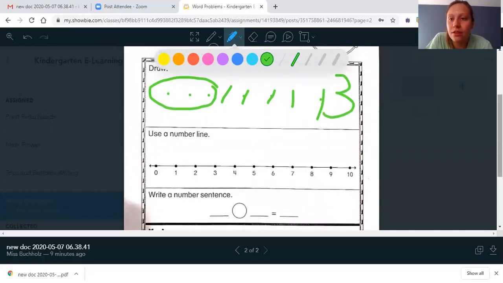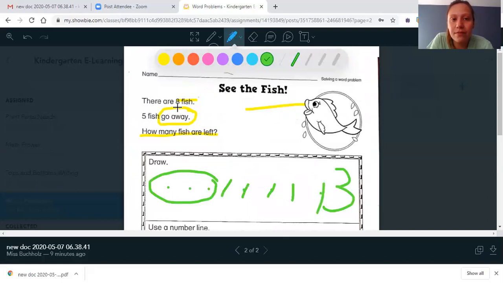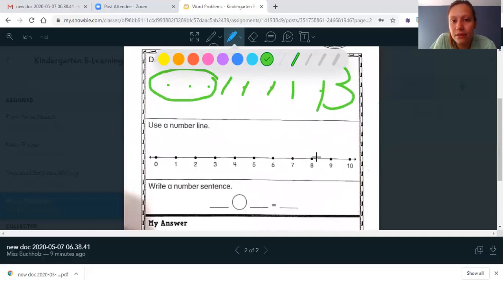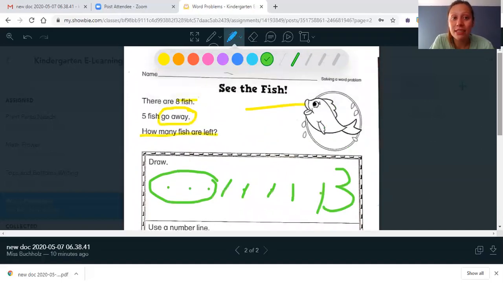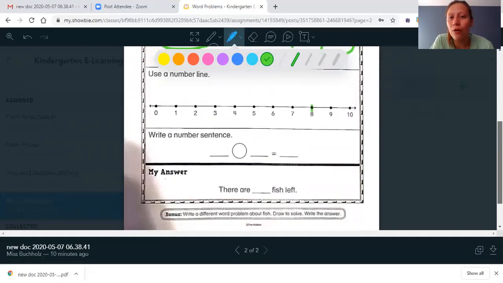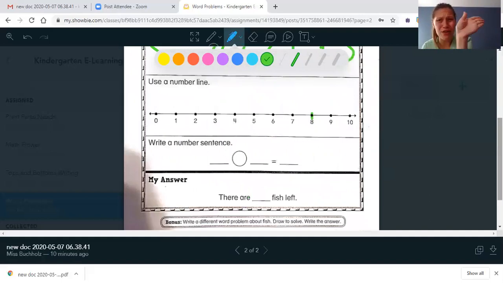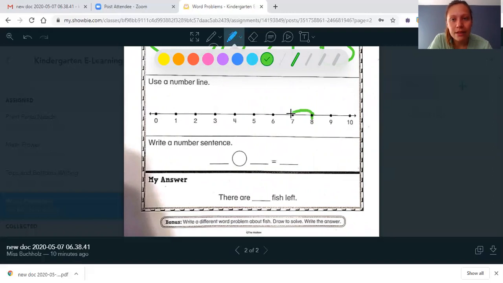All right, now we're going to use the number line, okay? So how many fish did I start with? Good, 8. So now I'm going to start on the 8, okay? How many fish left? How many went away? Good, 5. So now, if I need to get to smaller numbers, am I going to go this way or this way on my number line? Good, this way.